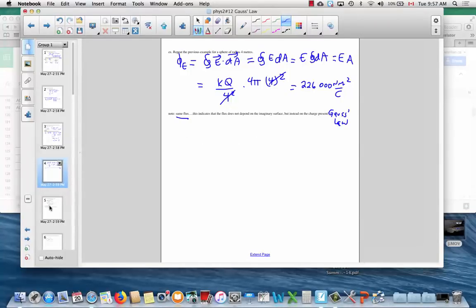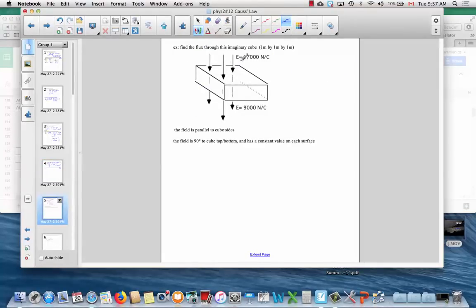But let's not get too far ahead of ourselves. Let's just practice a little bit more calculating some more fluxes. So here we've got an imaginary cube. It doesn't look like a cube, but my drawing program was primitive at the time. There's some electric field coming in at the top and some electric field going out at the bottom. The electric field does not cut through the sides. The electric field is parallel to the sides.